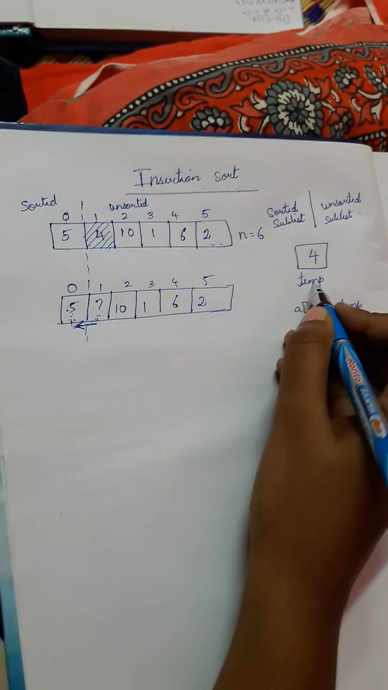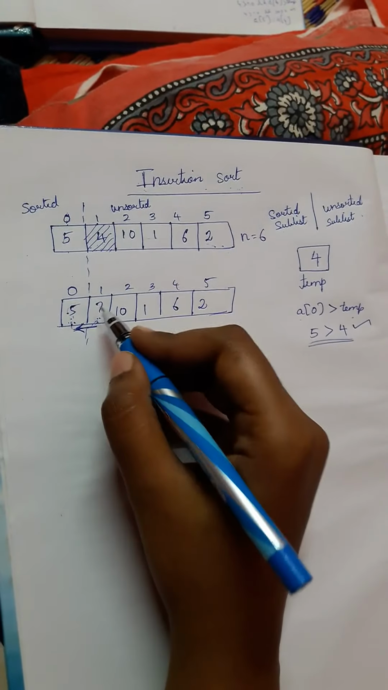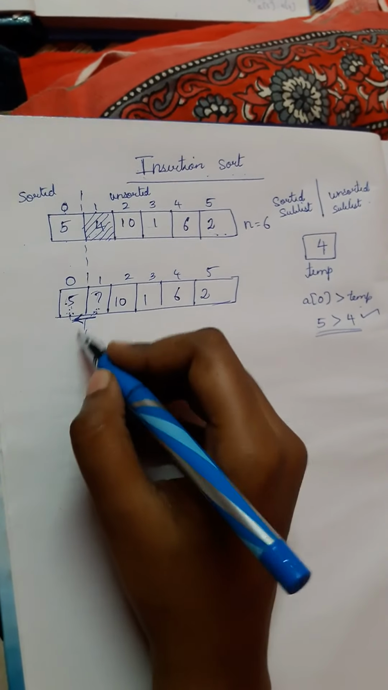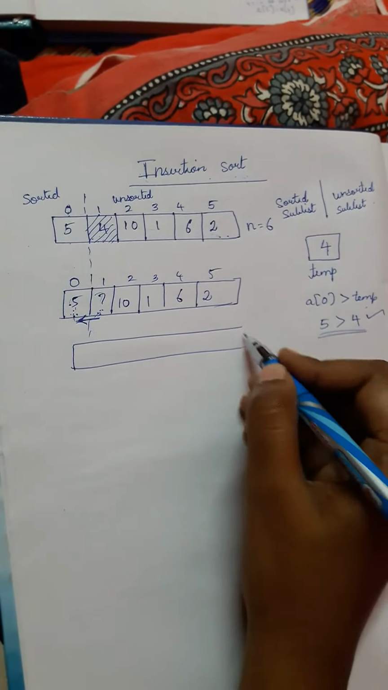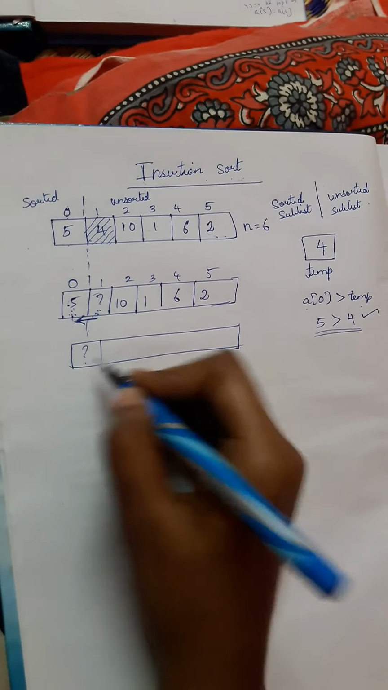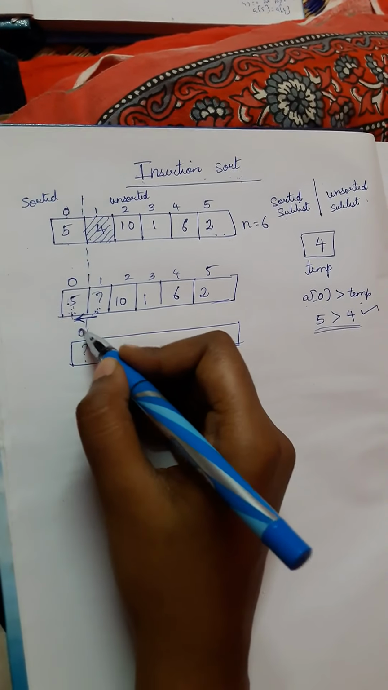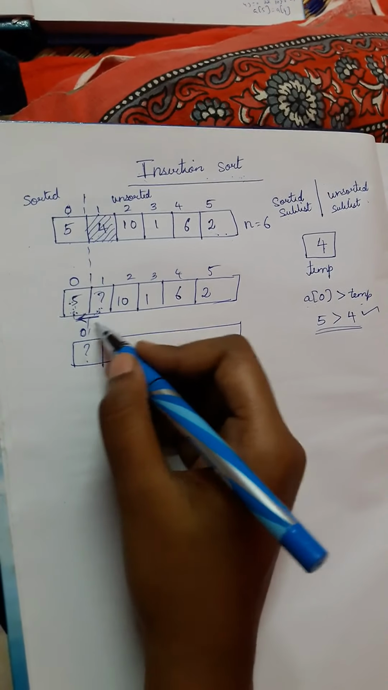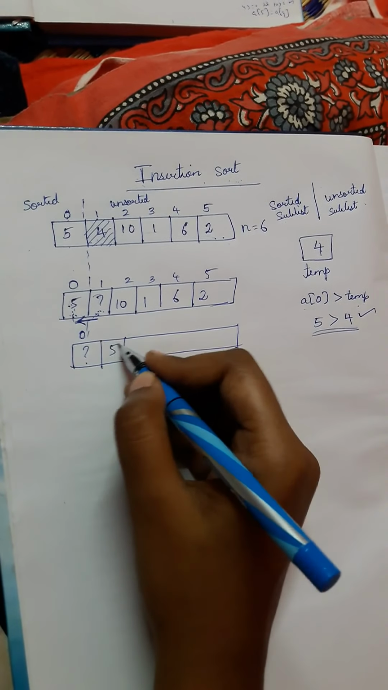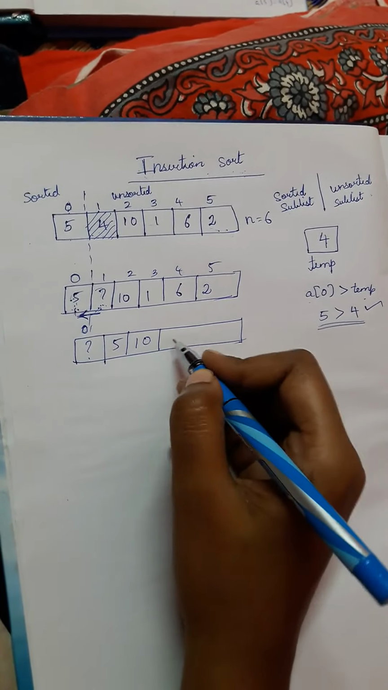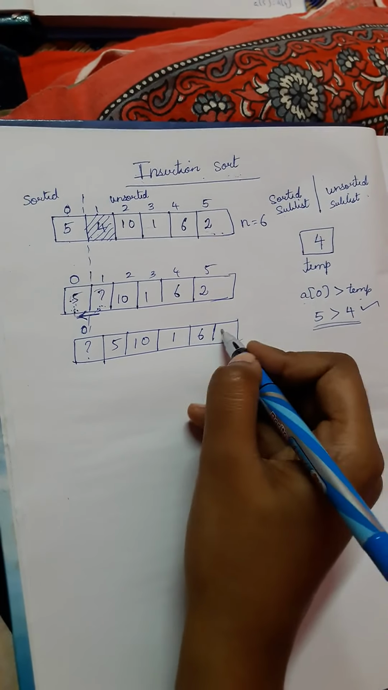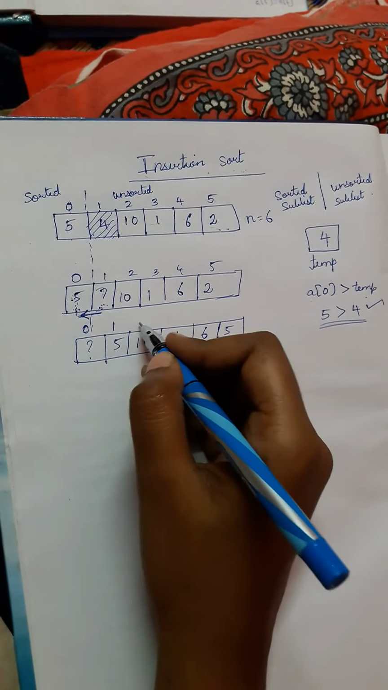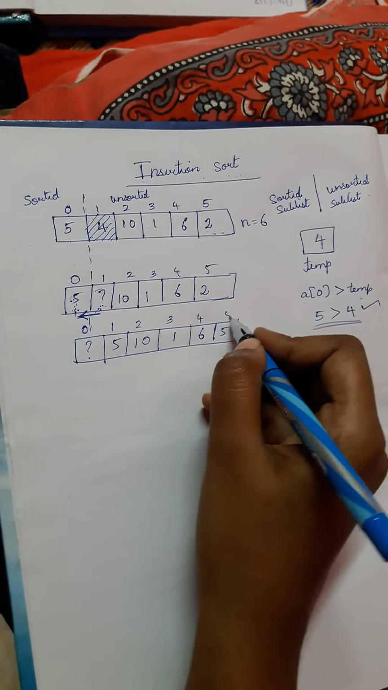At this place 4 was there, and I have stored it in temp, so I have marked it as a question mark. Now at the 0th position it will be a question mark, and 5 will be shifted one step forward. So the array is question mark, 5, 10, 1, 6 and 2. I will write the array indices also: 0, 1, 2, 3, 4 and 5.